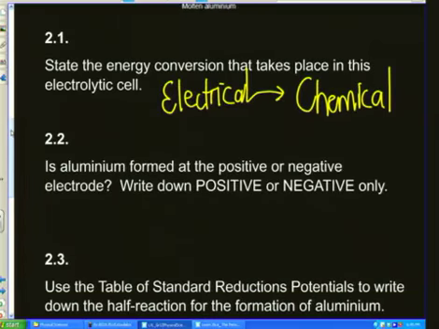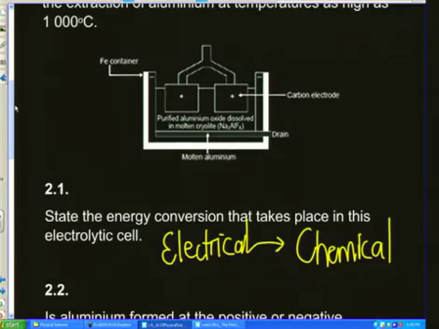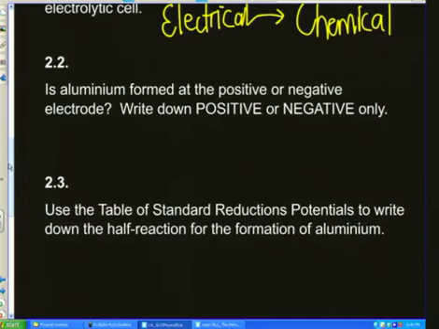Is aluminium formed at the positive or negative electrode? So, what we just did is the carbon electrode is your positive. That means the negative electrode is the container. The aluminium comes in through the drain. That means the aluminium is being made at the negative electrode. It's being made at the cathode. So here, it's negative. Okay.